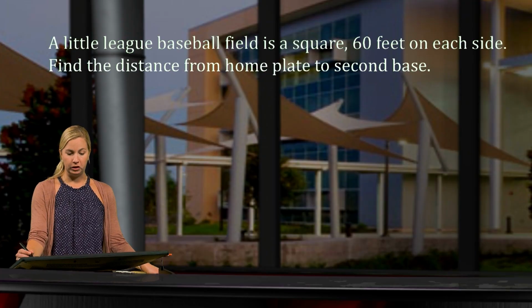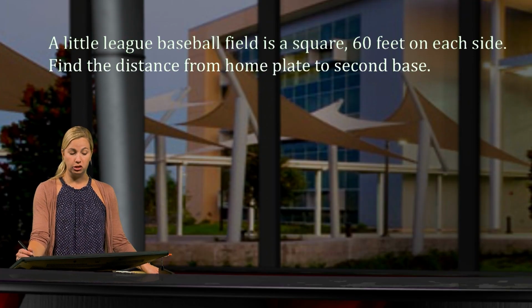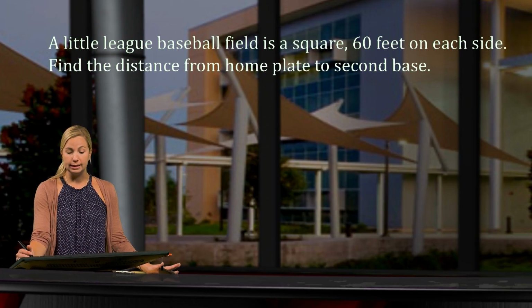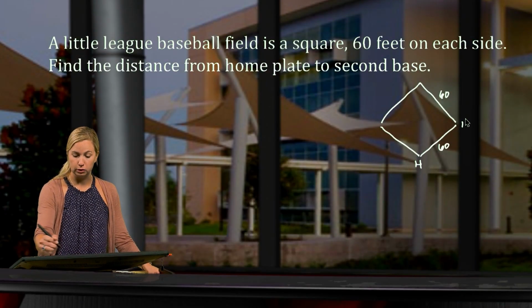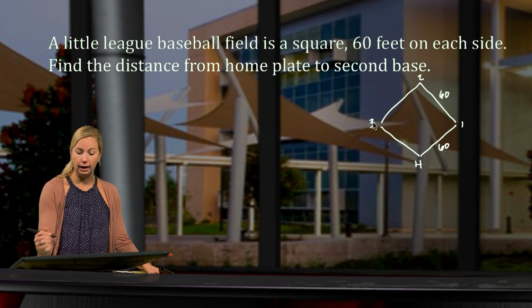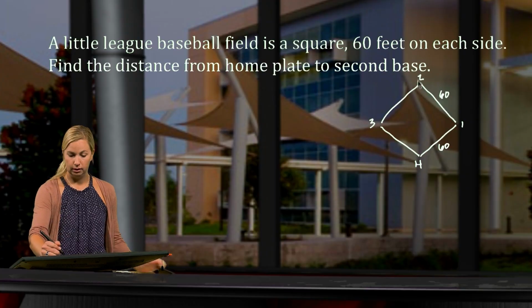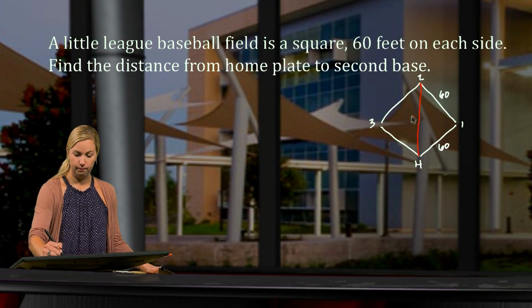A Little League baseball field is a square 60 feet on each side. Find the distance from home plate to second base. If you're not familiar with baseball, we have a diamond that's in the shape of a square, and they're telling us that each side is 60 feet. We want to know the distance between home plate and second base. Well, here's home plate, here's first base, here's second base, and here's third base. We want to find this distance right here.